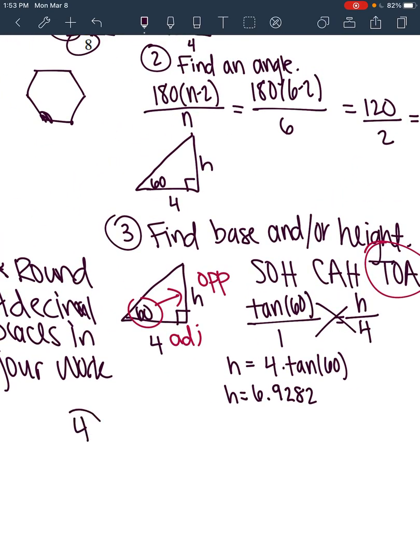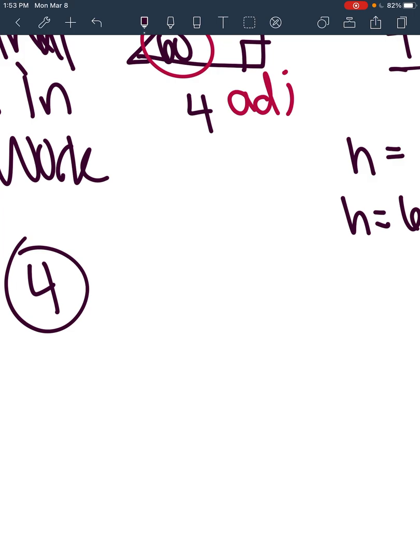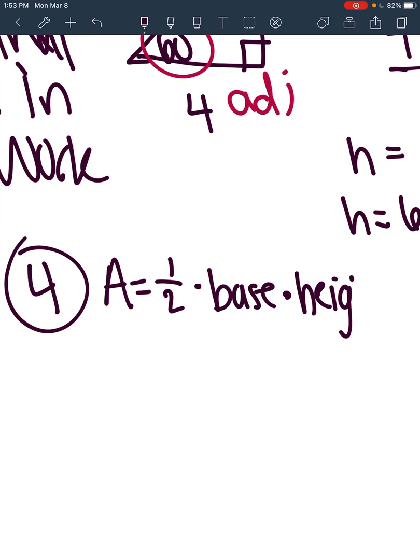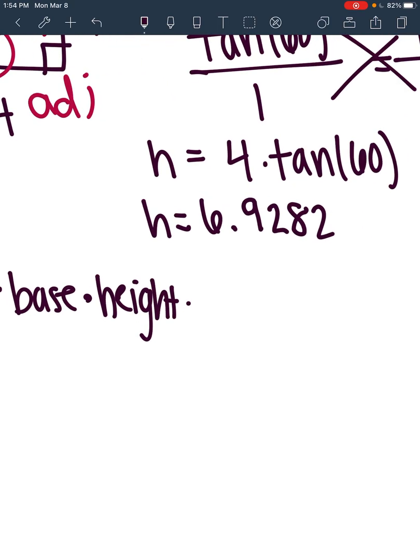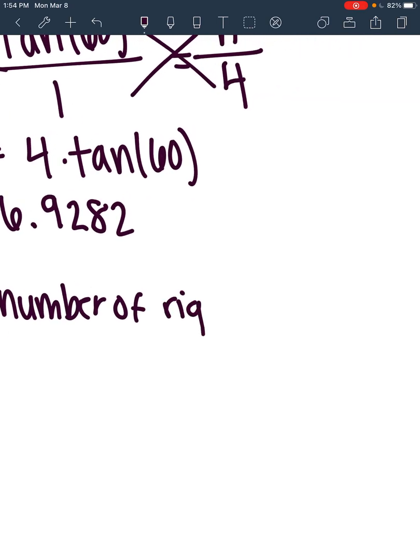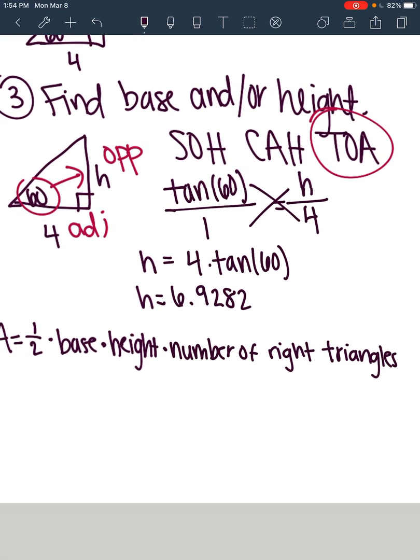Last step is to put everything together. I'm going to write it in words, and then we'll put the numbers in. So area is going to be 1/2 times base times height, because that's the area of the triangle. And then we're going to multiply that by the number of right triangles, because we are trying to find all those triangles put together to make the whole shape.